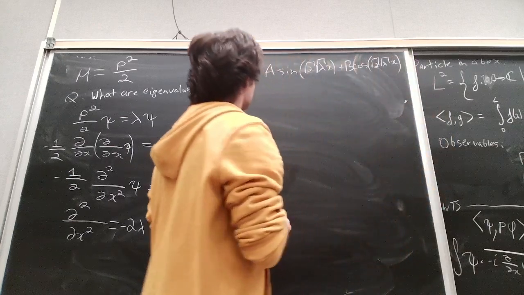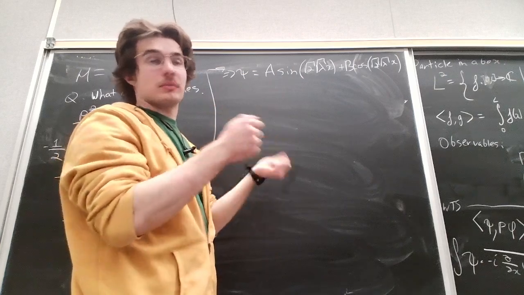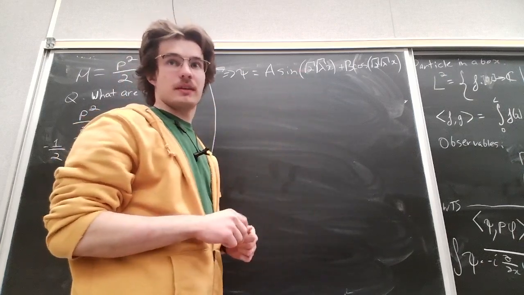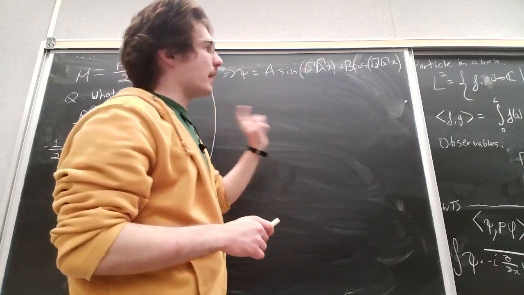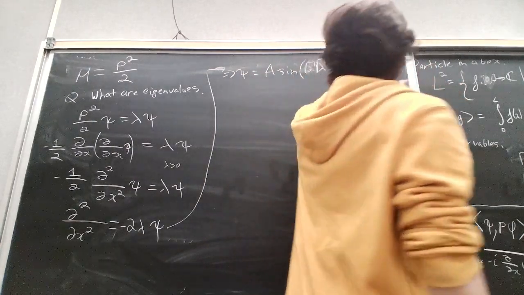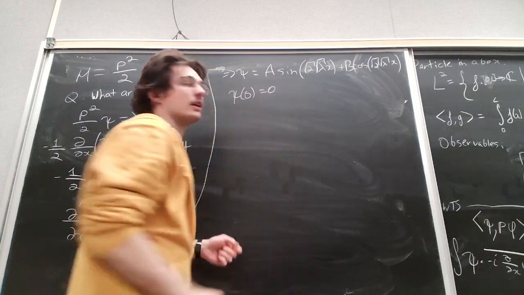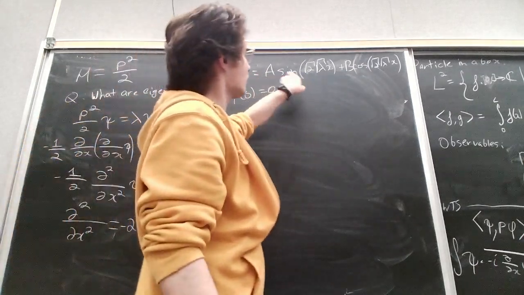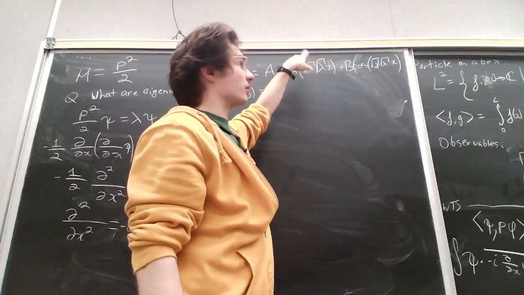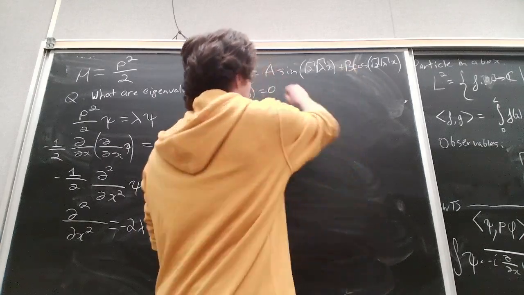Okay? So I'm saying that my energy eigenstates have to be of this form. It has to be some combination of sine and cosine, right? Now I go back to the boundary condition I was talking about with 0. I want psi of 0 to be equal to 0, right? If I plug in 0 here, this sine is 0, so this term is 0. But this term is always 1, so this means b has to be 0.